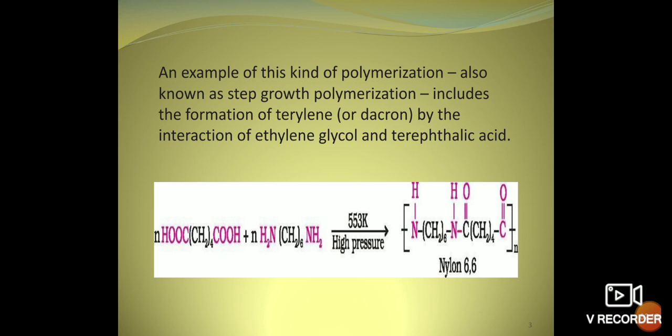The conditions are we require high pressure and temperature with the formation of this nylon 6,6, which is a step growth polymerization with two monomer units which are bifunctional. These are monomer units and the polymer is a copolymer.